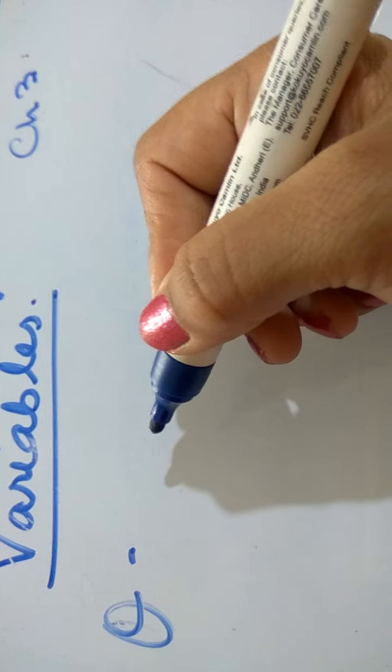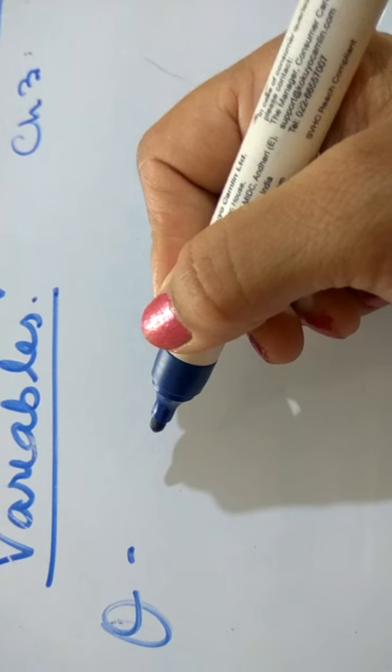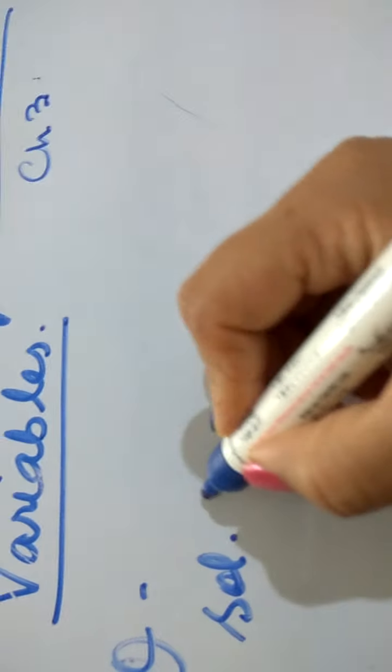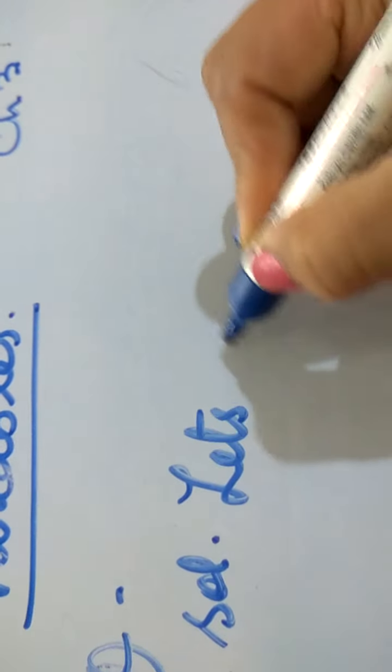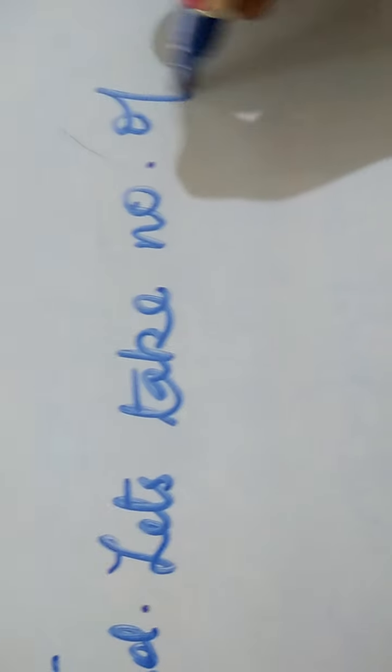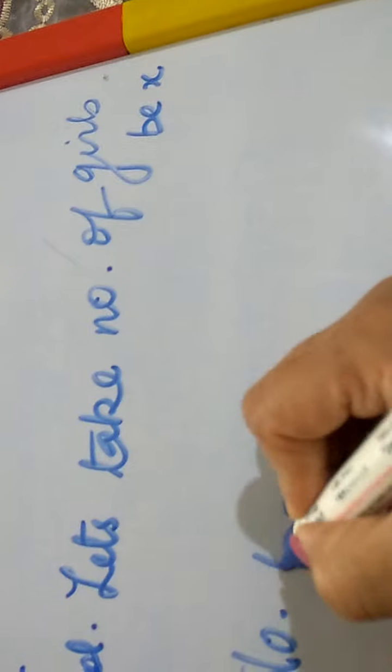It is given that the total number of students is 10. So first, let's take the number of girls to be x and the number of boys to be y.